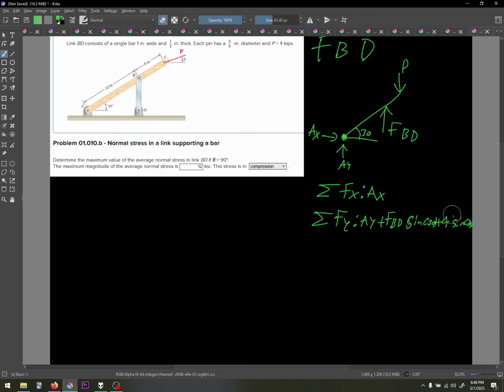Now with this, I guess this would have to be cosine, because if this is sine, then the others have to be cosine. And also, F_BD is going to be opposing P. It's actually going to be minus 2P. So AX plus... well, it's really impossible to tell. I'm just going to say that AX equals 0. We don't know AY. We don't know F_BD. We have one equation. Well, we can use the moments, right?